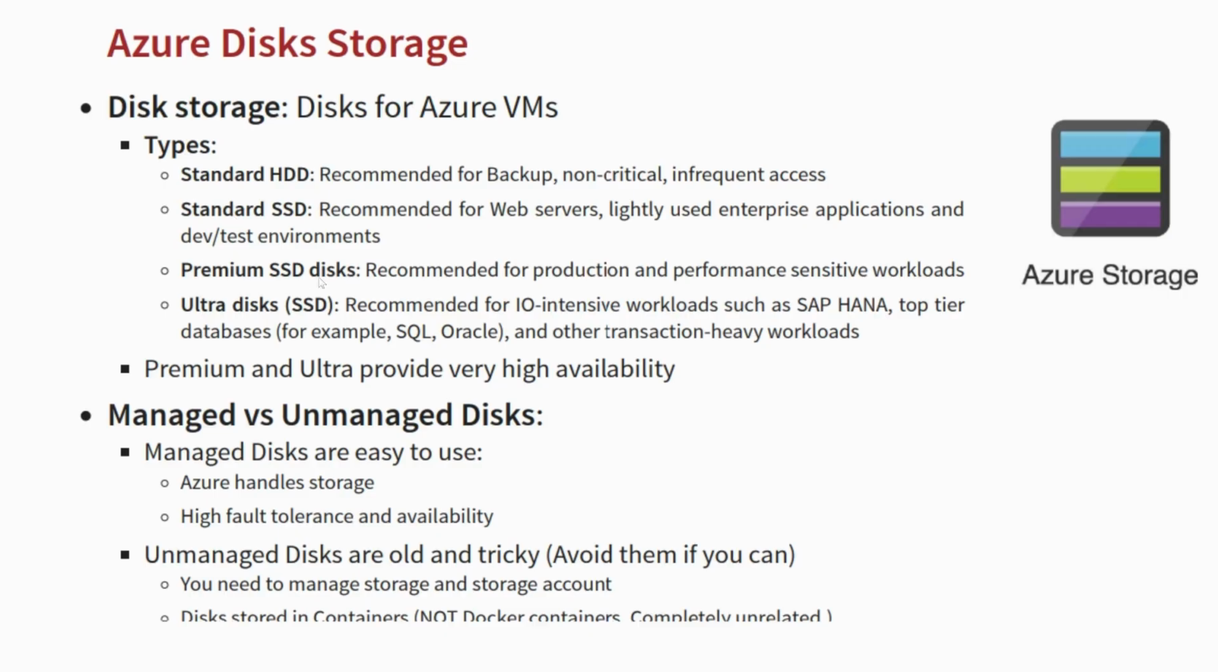So next we have the premium SSD disk. It's for production environments and performance sensitive workloads. Next we have the ultra disk. It is recommended for high input output intensive workloads like SAP HANA, SQL databases, or other transaction heavy systems.